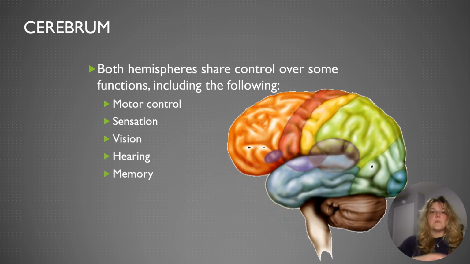Now, both hemispheres share control over some functions, including motor control, sensory, vision, hearing, and memory, and all of those take place in different regions of the cerebrum.